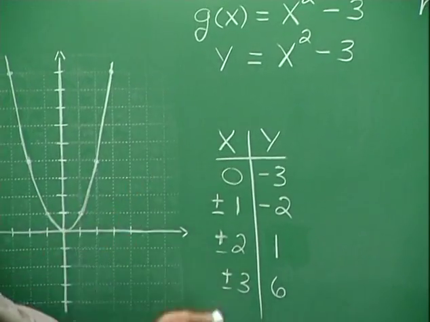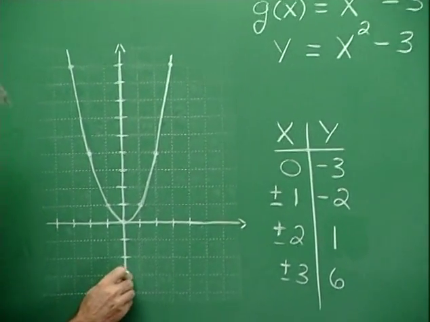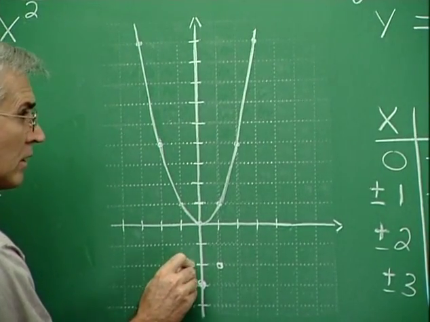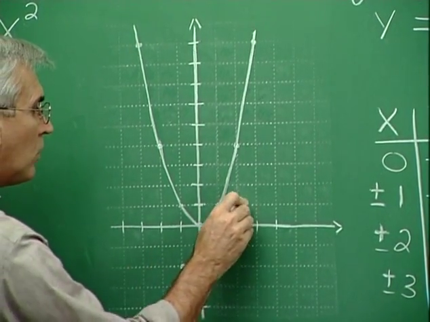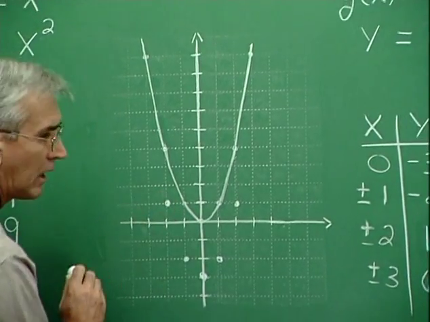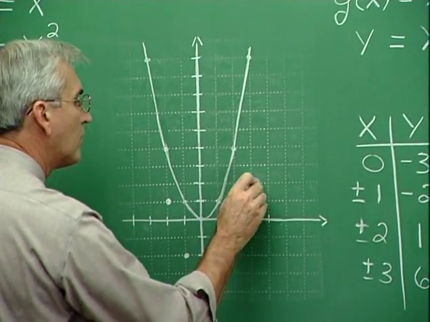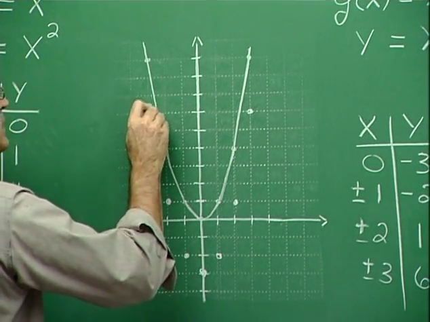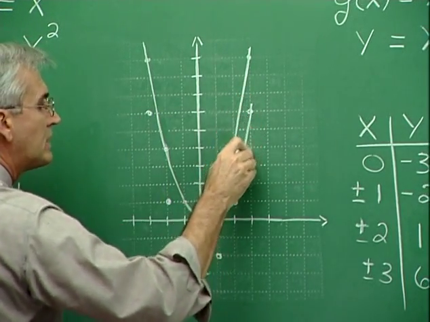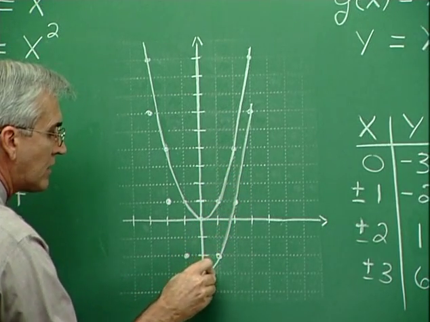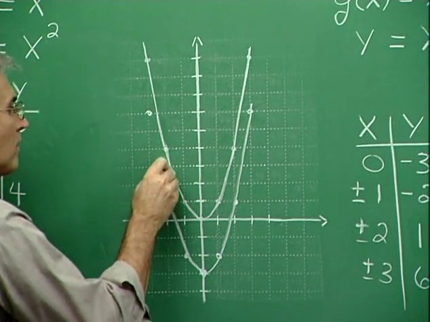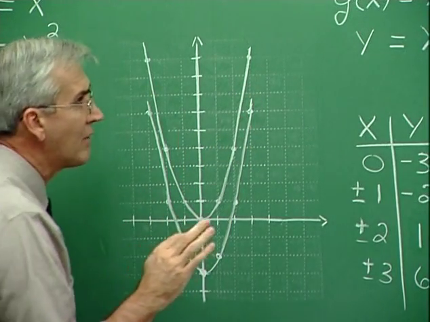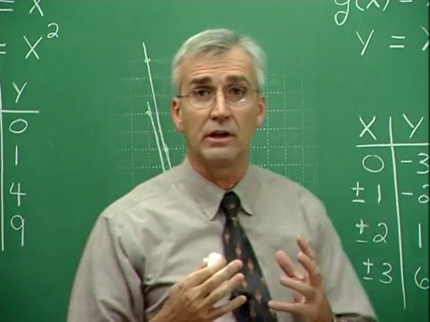Now, if I plot these points, let's see, 0 goes to negative 3, and then plus or minus 1 goes to negative 2, and then plus or minus 2 goes to 1, and then plus or minus 3 goes to 6. So this graph predictably looks like this. It's a shift downward.